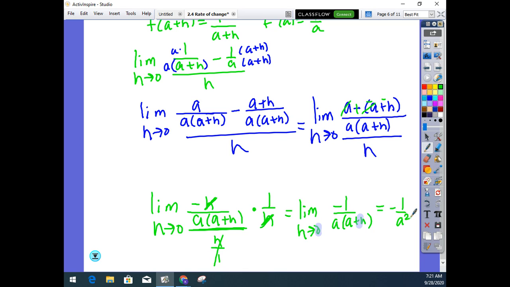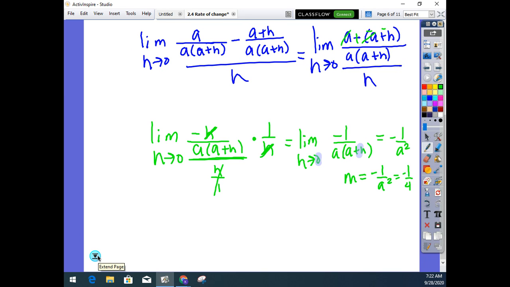Okay. Now, letter B says, where does the slope equal negative 1/4? This was the hardest part. This was getting letter A. Everything else is not too bad. So, if this is our slope, when does this equal negative 1/4? Well, we just solved this for A. We solved this equation for A.